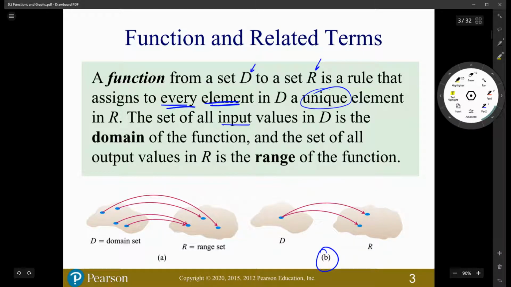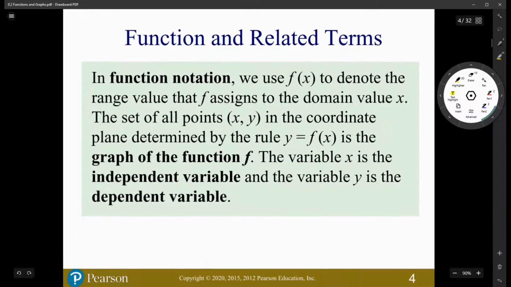Now, B is not a function because this element in D, the domain, is mapped not to one unique element, but to two separate elements in the range. And that means we do not have a function here. The example I like to use is that two students can be in my first hour class at the same time, but one student cannot be in two separate first hour classes at the same time. Every single element from the domain goes to a unique element in the range.